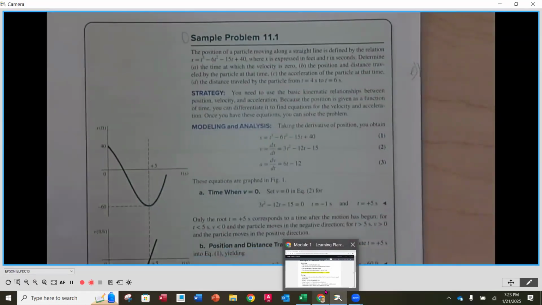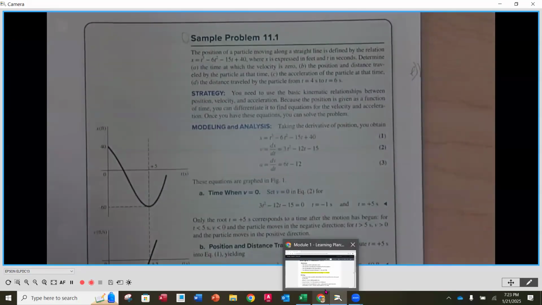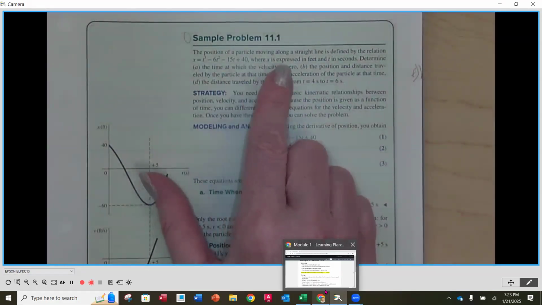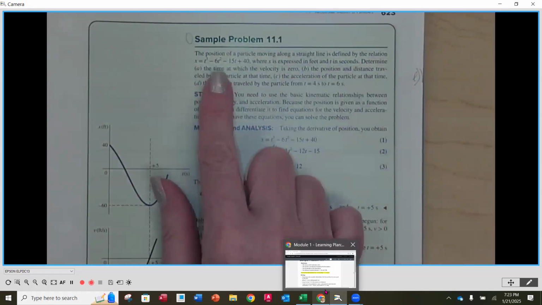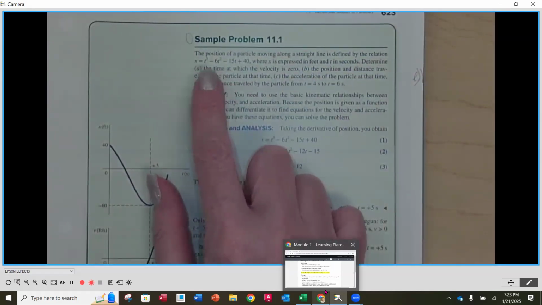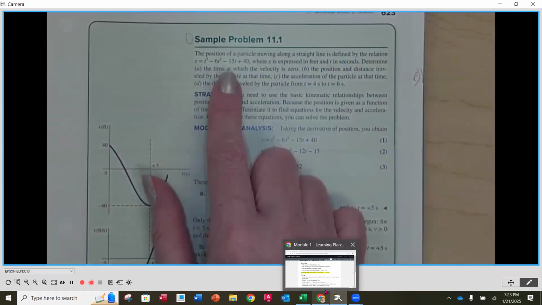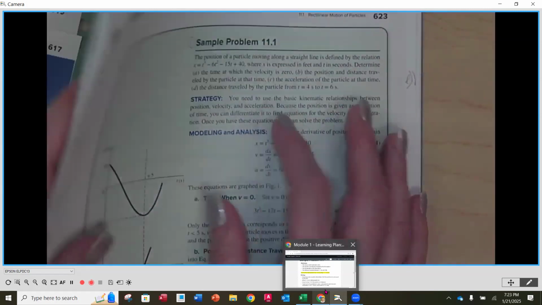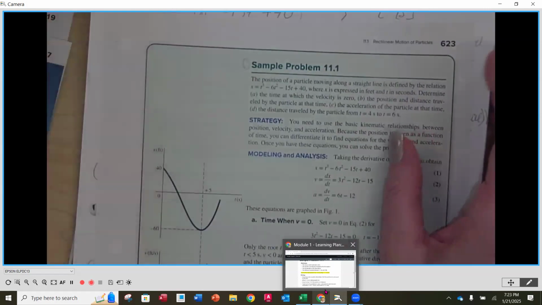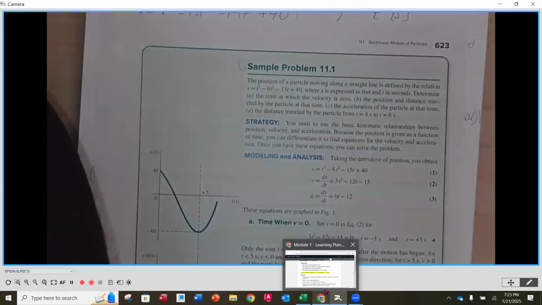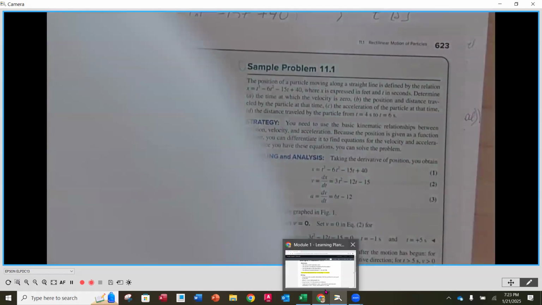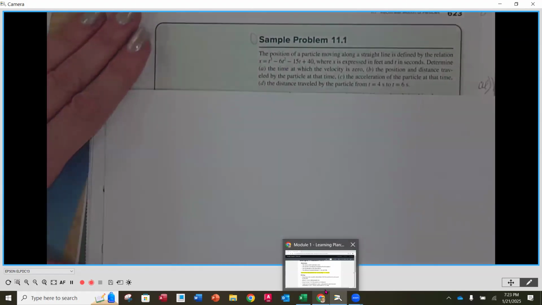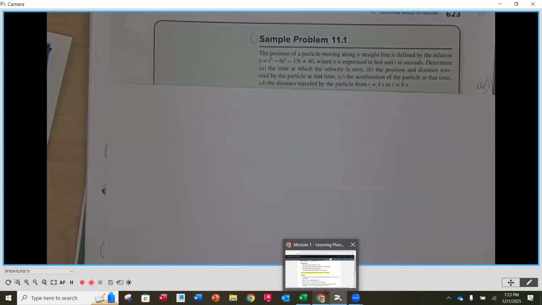And in this problem, this is going to mimic what we just looked at in that concept application. So it says here that the position of a particle moving along a straight line is defined by the relationship x is equal to t cubed minus 6t squared minus 15t minus 40. Okay, so how we start out this problem is we're basically going to start with our position equation here.